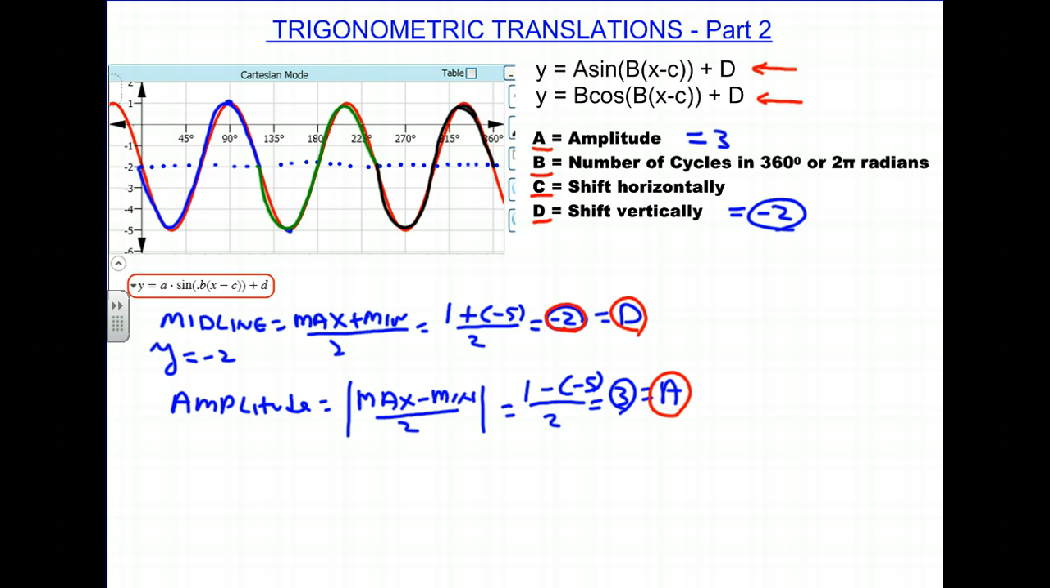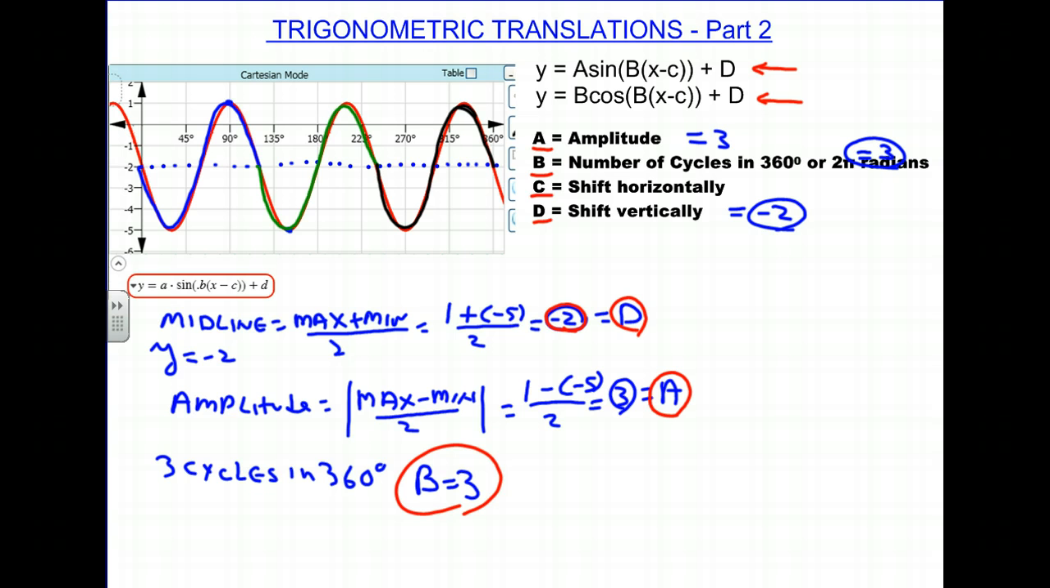And therefore, that will tell you our value of B. Since there are 3 cycles in 360 degrees, that tells us that our B is equal to 3. Let's circle that. Let's put that up here so we don't forget. And this value here is 3. We'll just squeeze it up there.